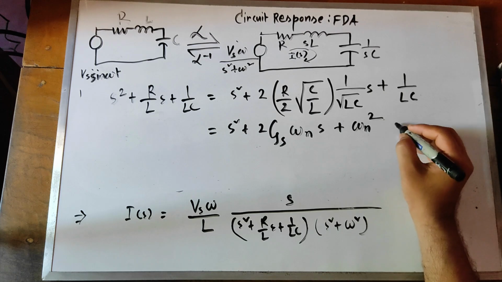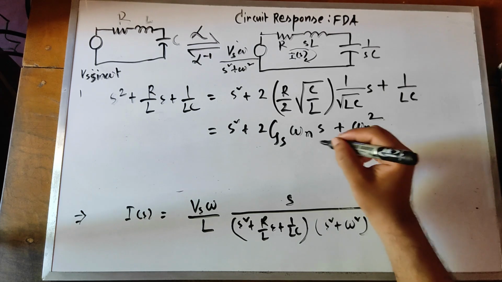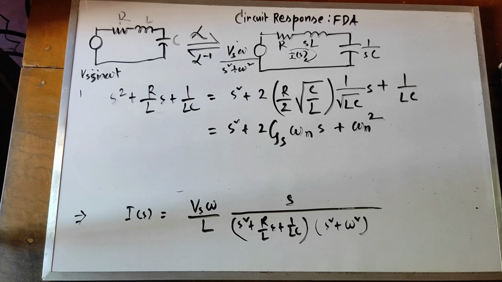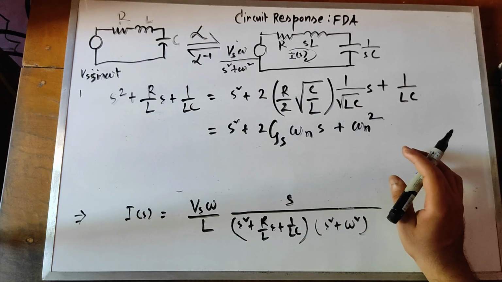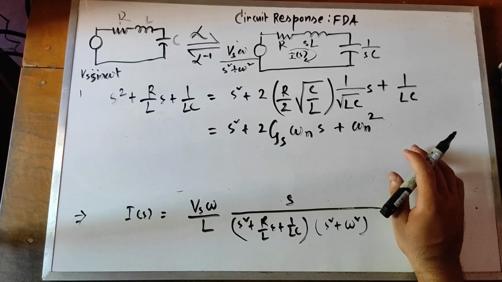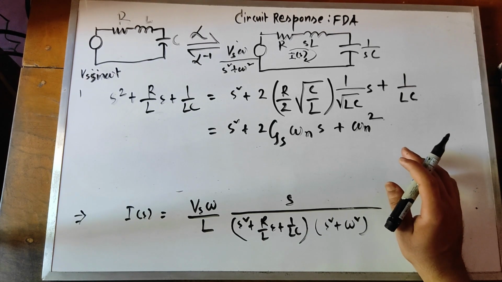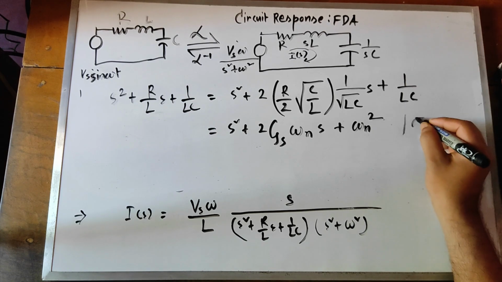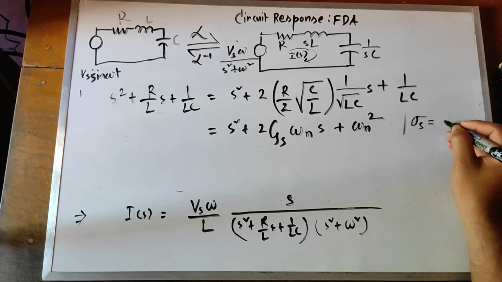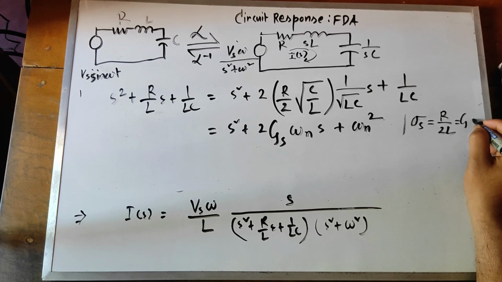And now I want to find the roots of the second order characteristic equation. Also the damping coefficient is R by 2L, which is the psi or zeta, however you may want to pronounce it, and omega n.